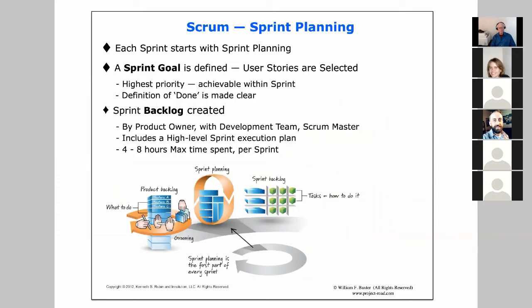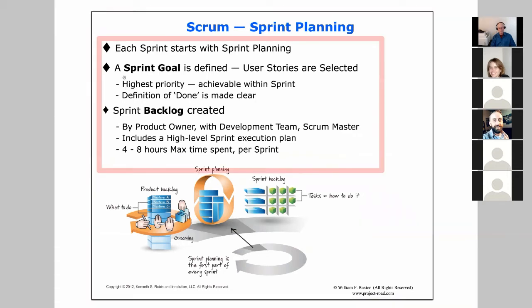So each sprint starts off with the sprint planning, and a sprint goal will be defined. What's that product backlog increment that we hope to get out of it? What user stories are selected as the input? And as we select them, we're looking for what's highest priority and achievable within the sprint. And by highest priority, ideally, the business is going to be able to put it into production and get business value out of it right away. That's best case. That doesn't always happen, but that would be best case.